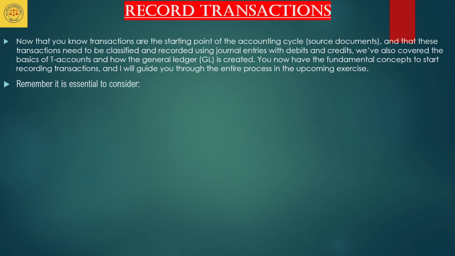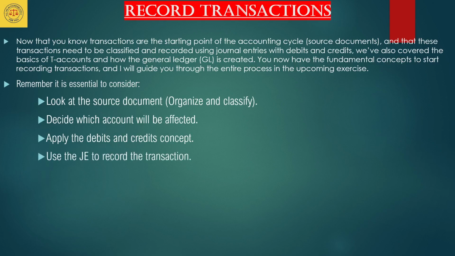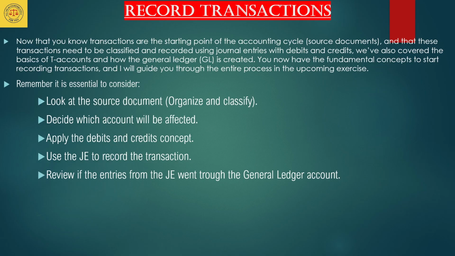Remember, it's essential to consider: look at the source documents, organize and classify. Decide which account will be affected. Apply the debit and credit concepts. Use the journal entries to record the transactions, or the general journal entries. Review if the entries from the journal entry went through to the general ledger account.